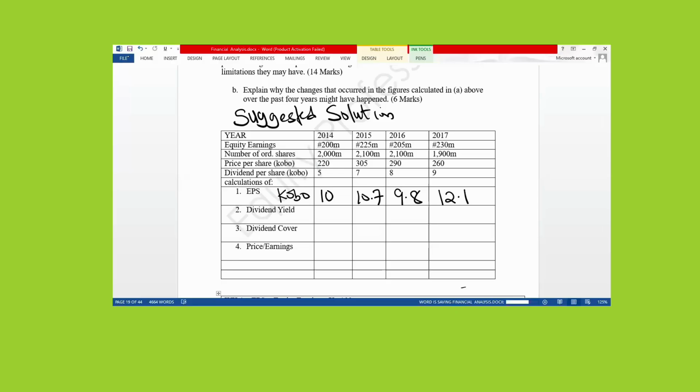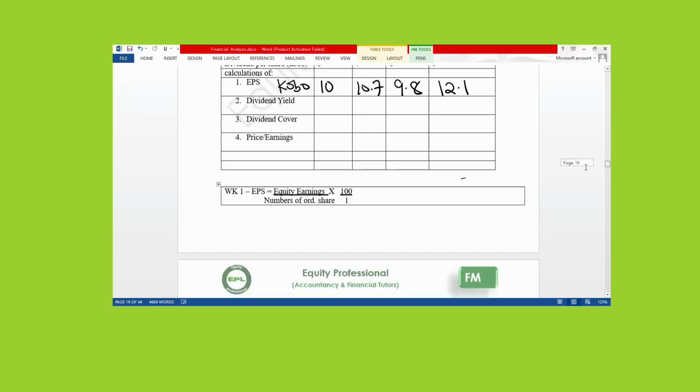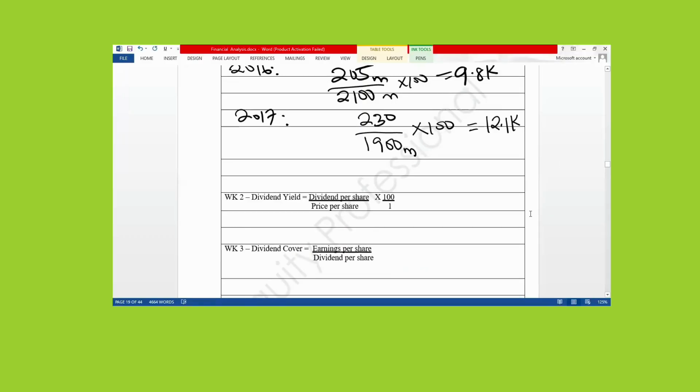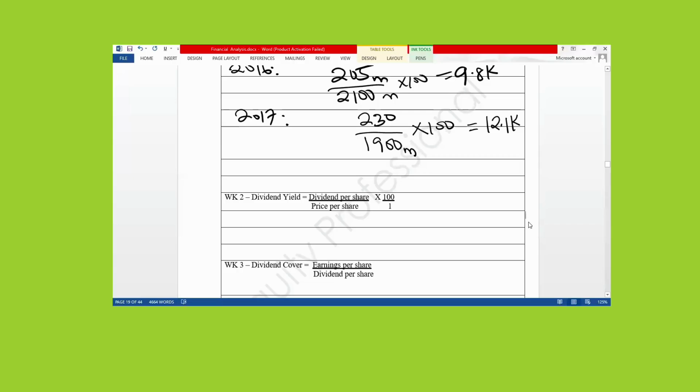Now, last week, we explained how your dividend yield is calculated as dividend per share divided by market price per share, multiplied by 100.